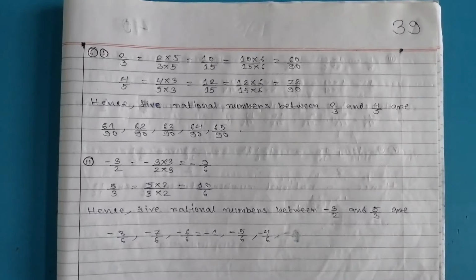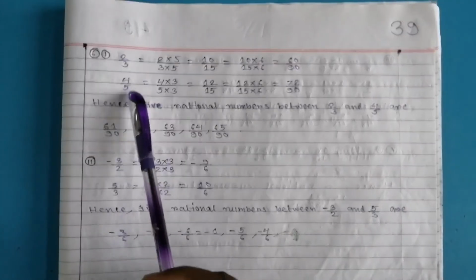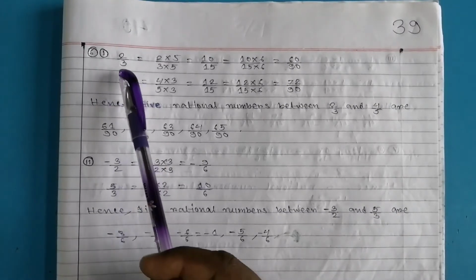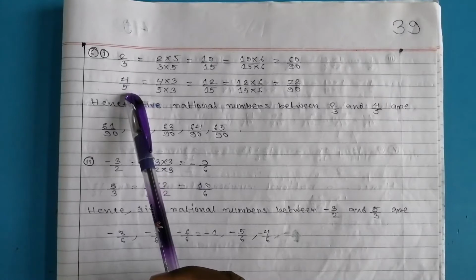In the next question, question number 6, find 5 rational numbers between the numbers in 3 parts. Come to the first part: 2 upon 3 and 4 upon 5. Between these two rational numbers, you have to find 5 rational numbers. The denominators are not equal, so you have to make the denominator equal first.